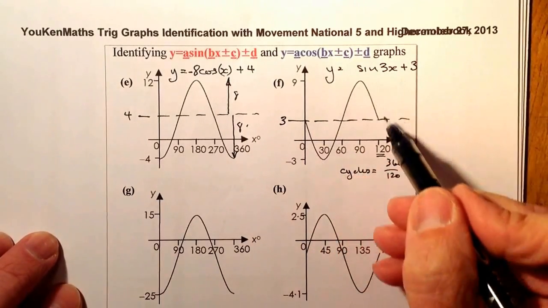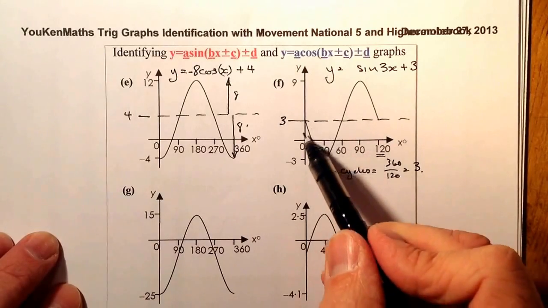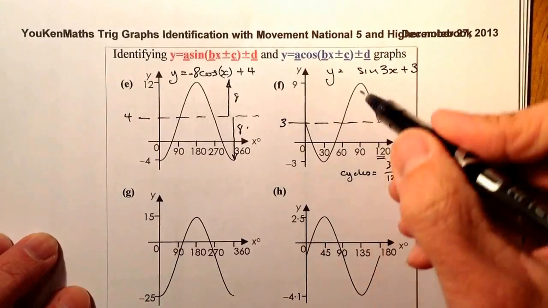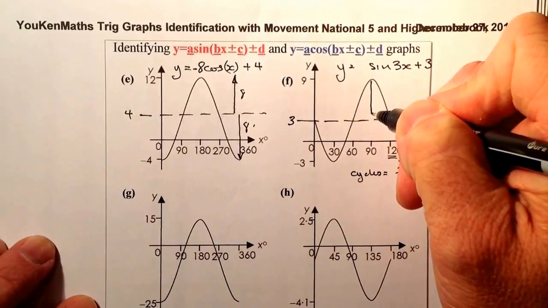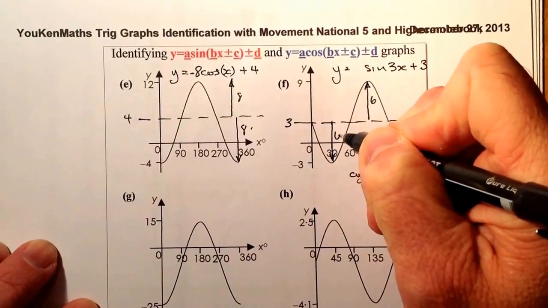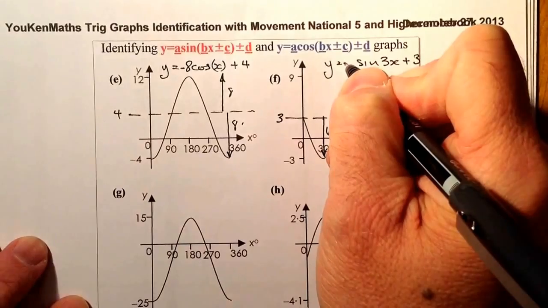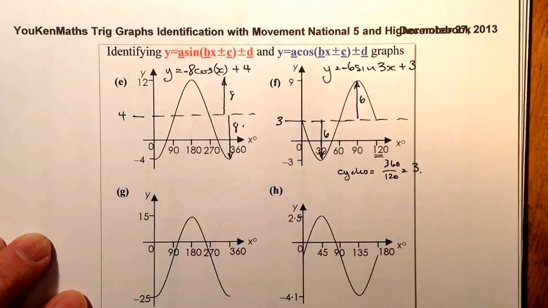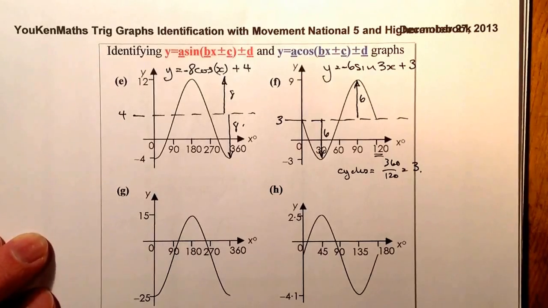I see the graph is going in the opposite direction than the sine graph normally goes, so it's going to be a negative value. And if I look at what my amplitude is, from there to there is 6, and from there to there, that's 6. So what I've got is a -6 appearing in there. So y is equal to -6 sine 3x plus 3. So getting a bit more complicated.